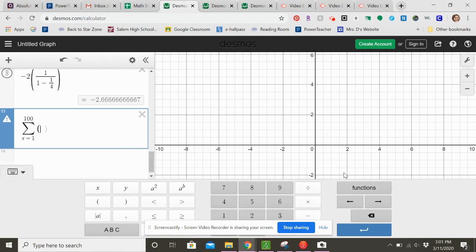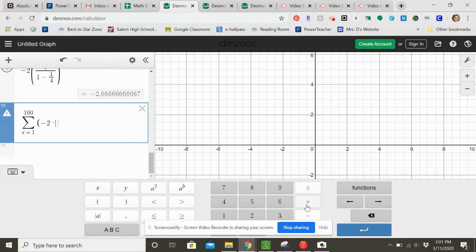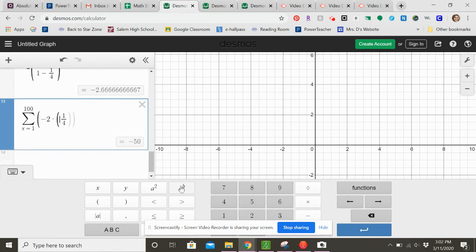Okay, put my formula in: -2 times 1/4 to the power of x minus 1. That made it crazy looking. I think I got to put my 1/4 in parentheses too.